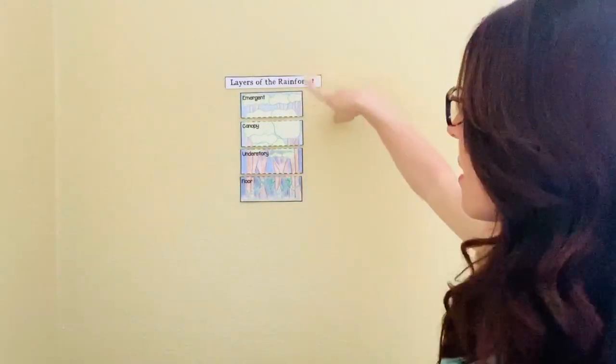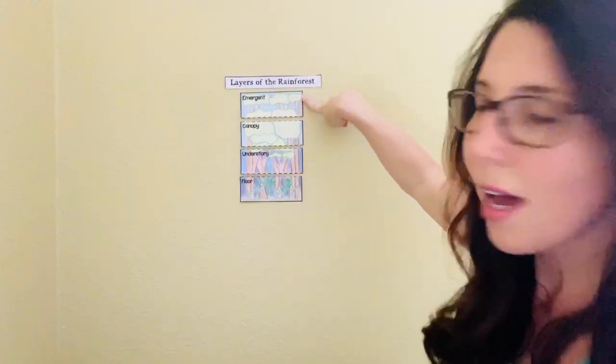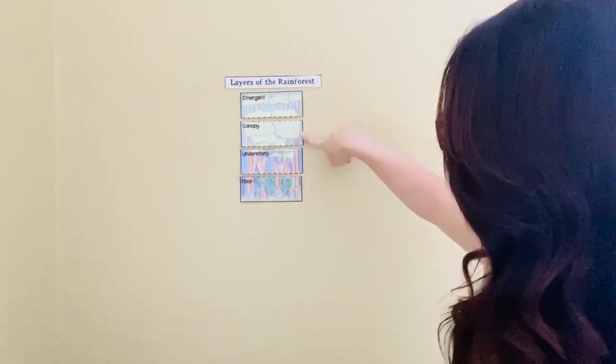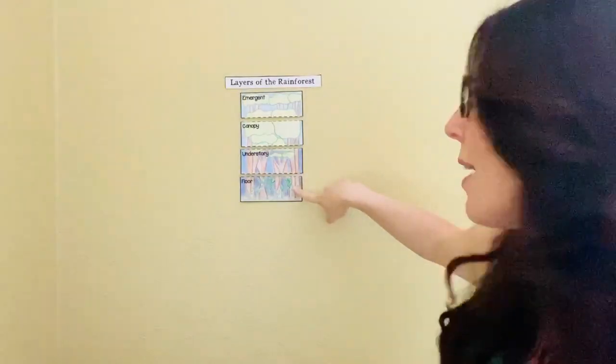And that is a little bit about the layers of the rainforest. So once again, we have our emergent at the top, our canopy, our understory, and our forest floor.